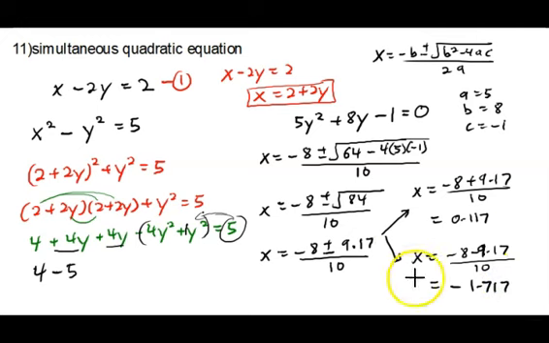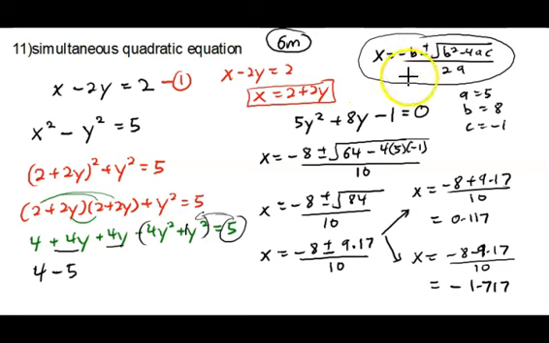Okay, so this is the solution for a 6 marks question in your IGCSE paper. So make sure if you have 4 to 6 marks, please use this formula as a reminder. Okay, this is for simultaneous quadratic equations.